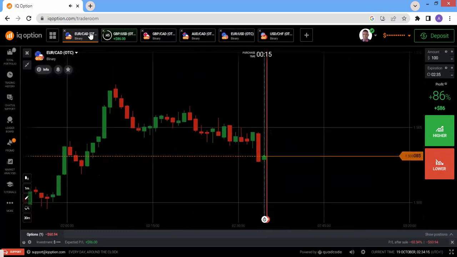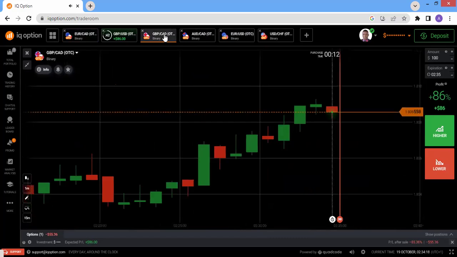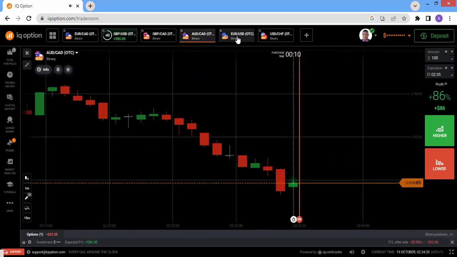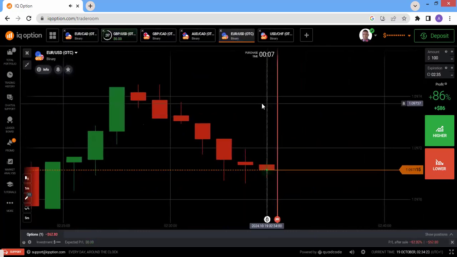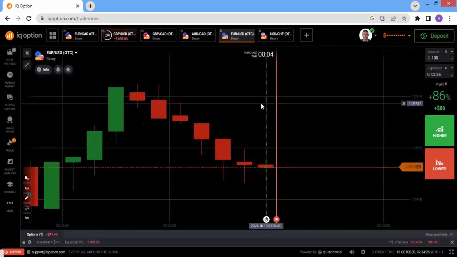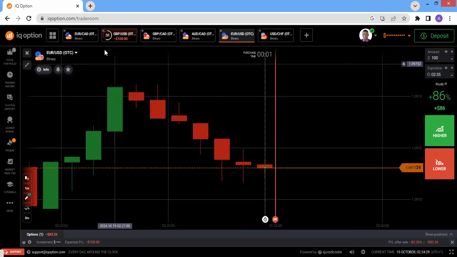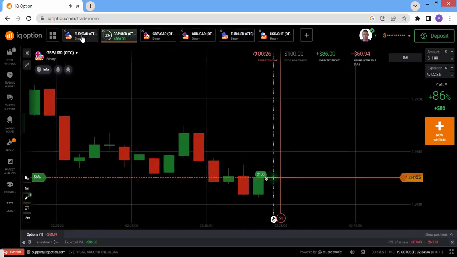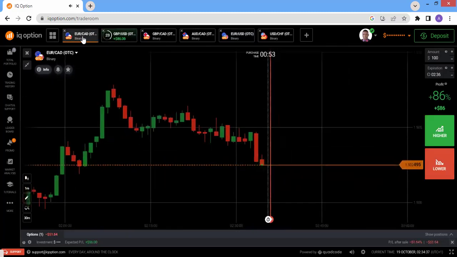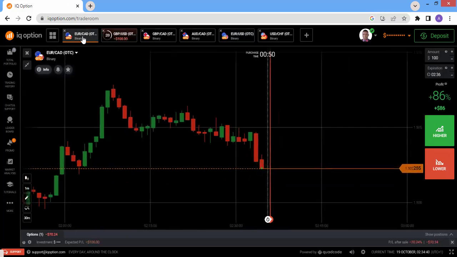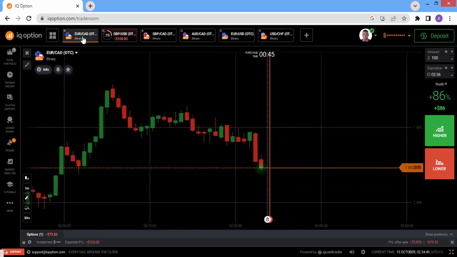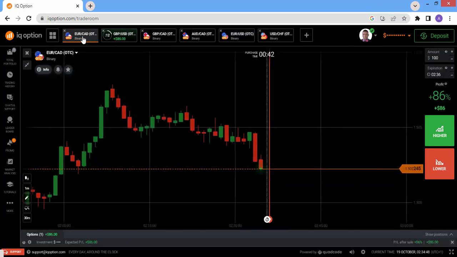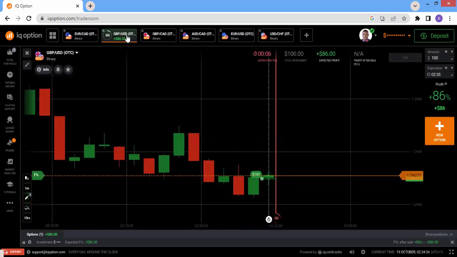Let's wait for the inside bar. The inside bars are not many in the market. Let's wait for the inside bar pattern. The engulfing pattern is working so much cool. It has the highest probability. The inside bar also has the highest probability, but there are not many in the market.